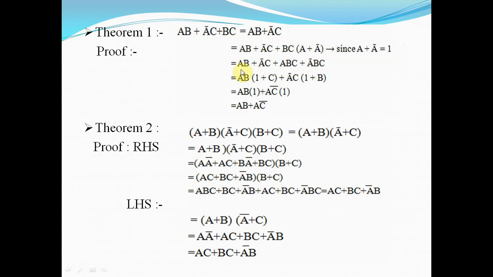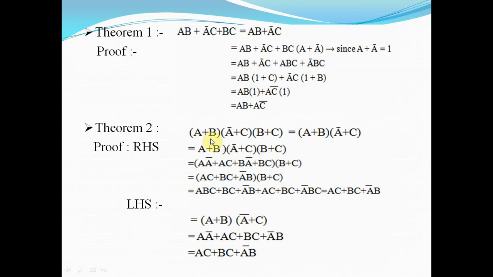From this, the first and third terms give AB common. Then what will be remaining? 1 plus C. From the second and fourth terms, we get A bar C common. What will be remaining? 1 plus B. So 1 plus C is nothing but 1, and 1 plus B is nothing but 1. So AB plus A bar C. This is the proof of our first theorem.